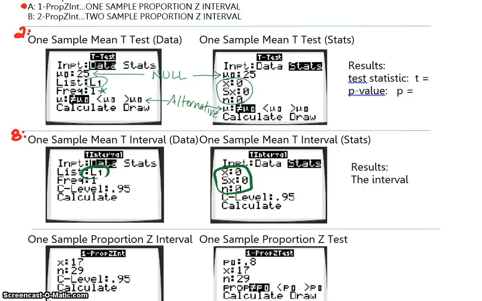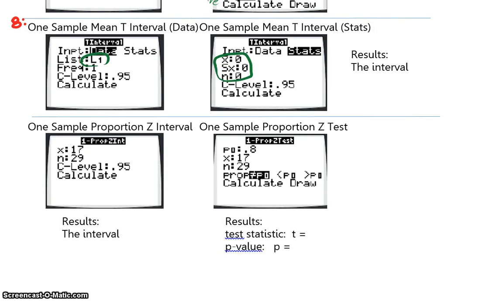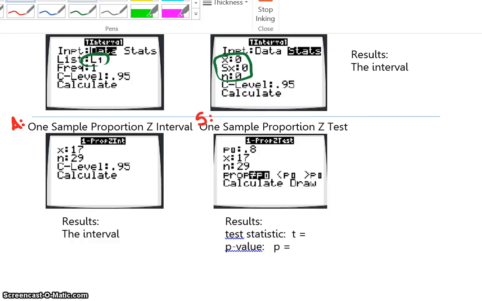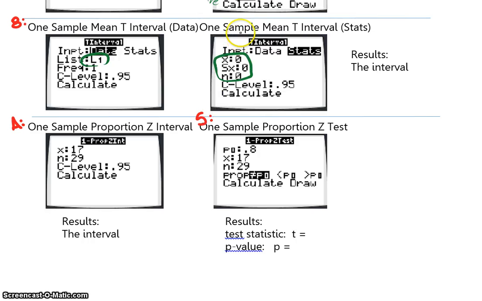Very simple. Okay, proportions. So those were both means. Moving on to proportions. One sample proportion z interval. This is A. This is your interval. And then one sample proportion z test. This is number 5. Okay, so what you're going to enter here, it sometimes can be a little bit tricky for people. So you need to make sure that you pay attention to how you enter this in.